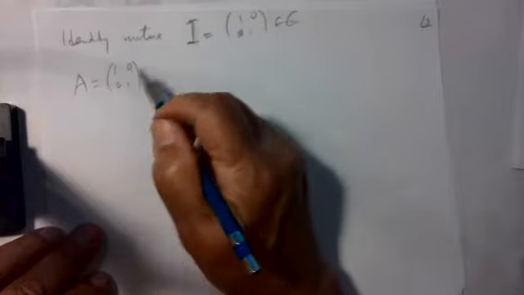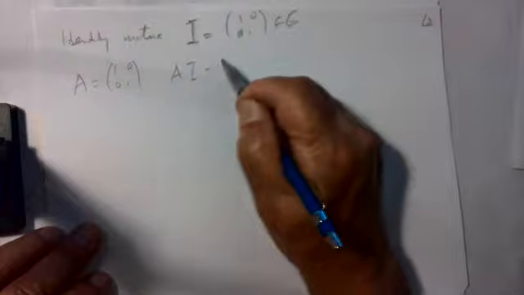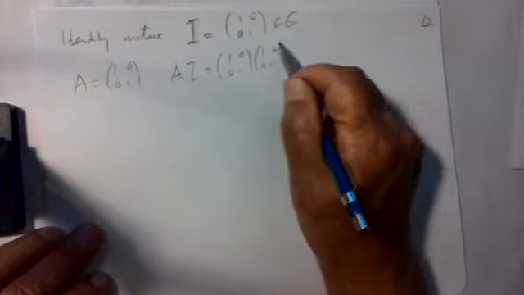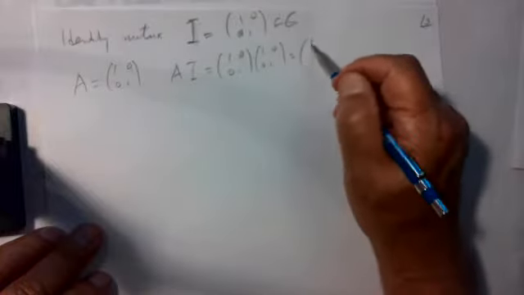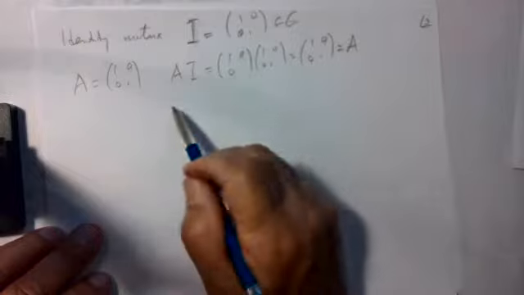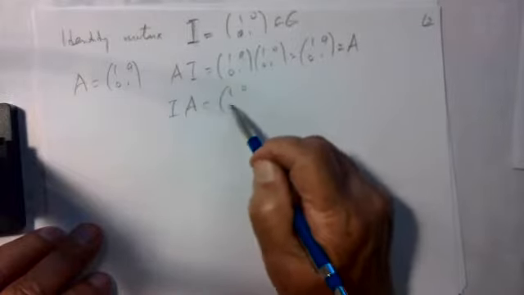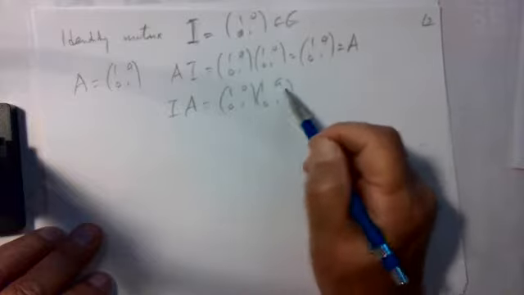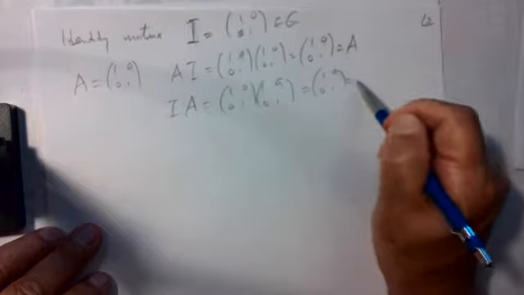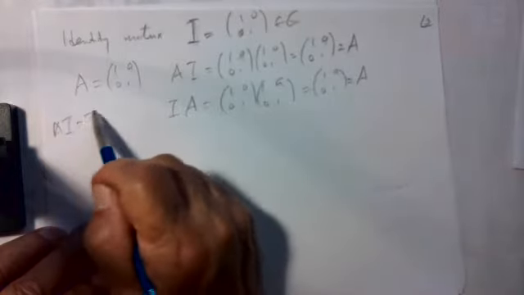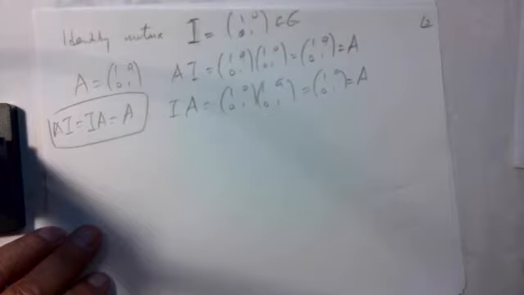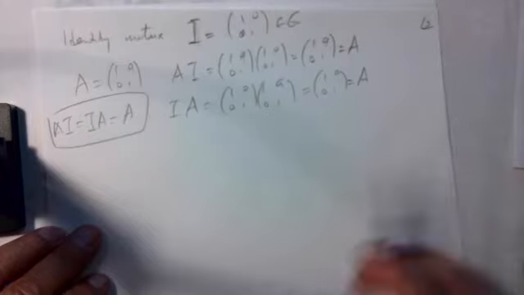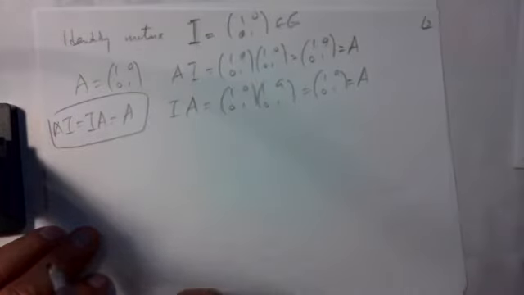So if you take the matrix A equal to 1, a, 0, 1, A times I, and a plus 0 is a, is A. I times A, 0 plus a is a. So we have that AI equals IA equals A for every matrix A in the group. So this is a proof that the group G contains the identity. This is the identity.